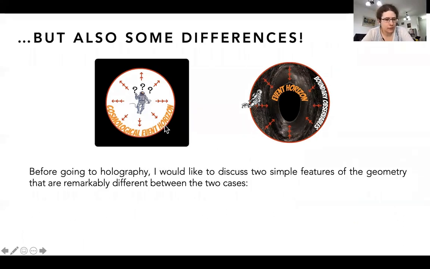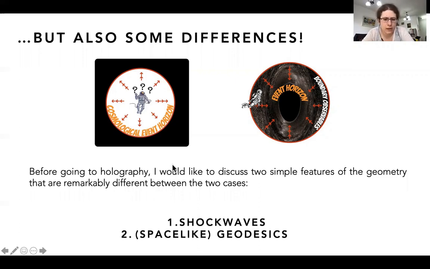But there are also many differences. So before I start talking about how to do holography for the cosmological horizon, I want to discuss two simple features of the geometry that are remarkably different between the two cases, just to give a feeling. Of course, there are many differences. The first one has to do with what happens when you send some energy into the horizon. So that's the issue of shock waves. And the second difference will have to do with geodesics. How do space-like geodesics look in these geometries?